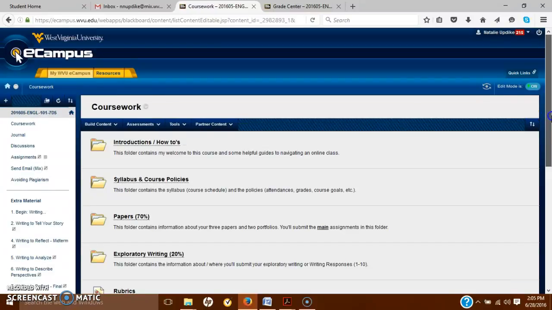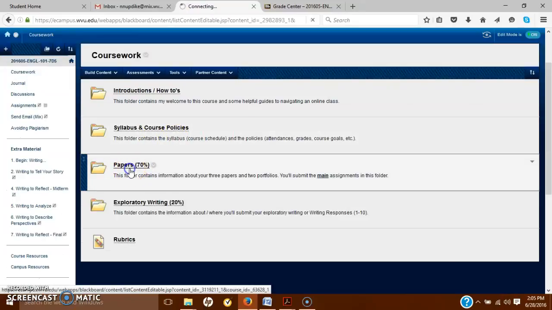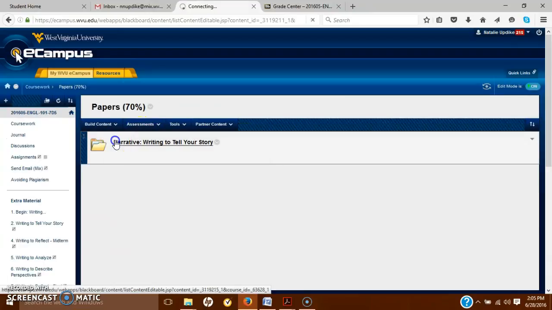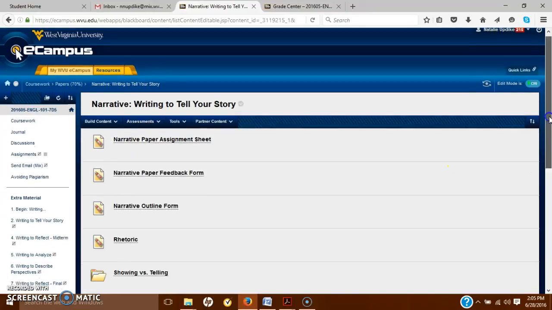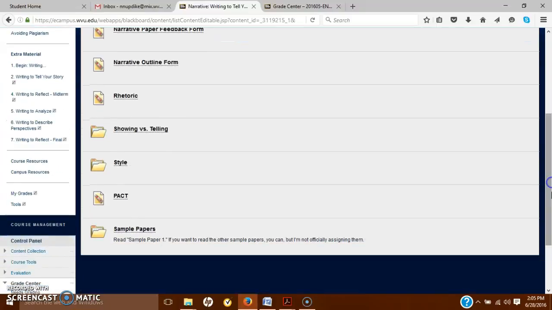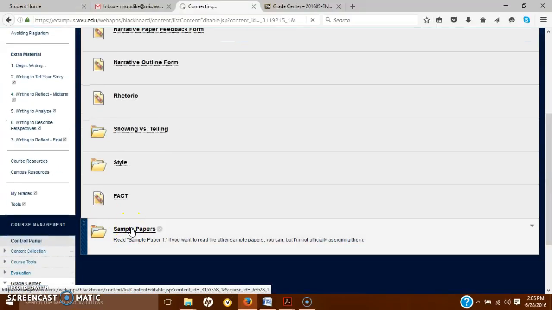So for today, we are going to look at, like I said, some more sample papers and some theme work. So we go to papers, again, the narrative unit. You're going to be so sick of the narrative unit by the time you're done with it. And here I've already created a sample paper folder.